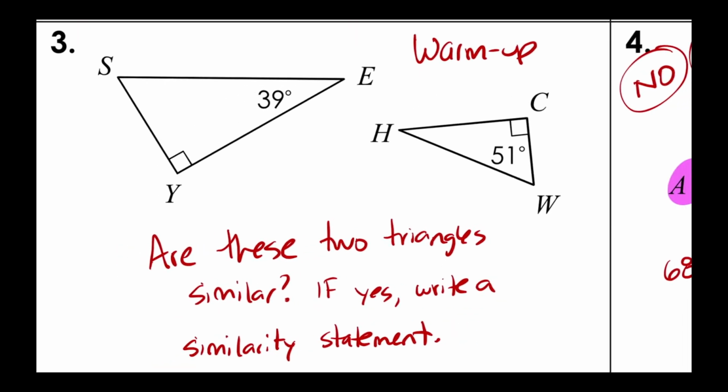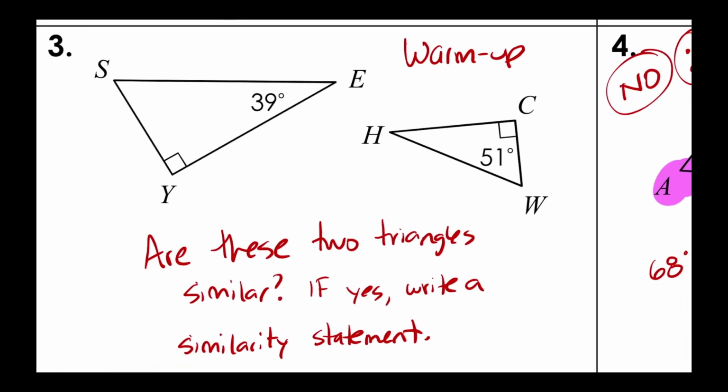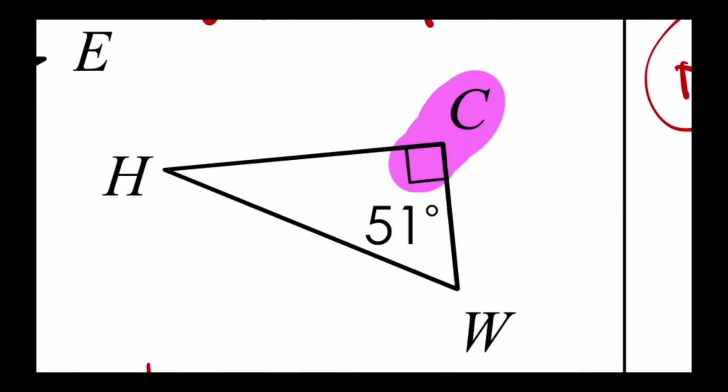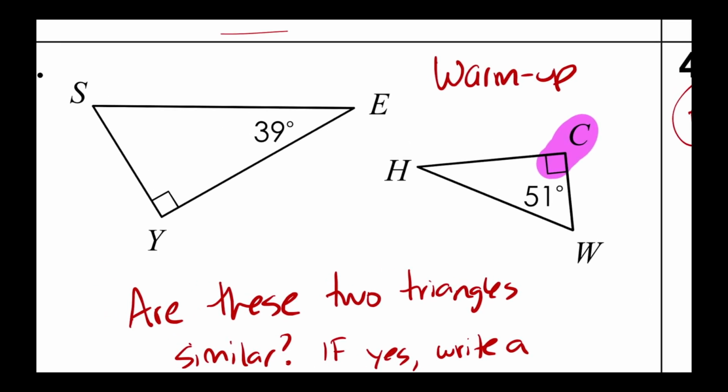So if I look here, what does that little square mean in the corner of angle Y and angle C? What does that little square in the corner of a triangle mean? When you see that for an angle, what does that mean?